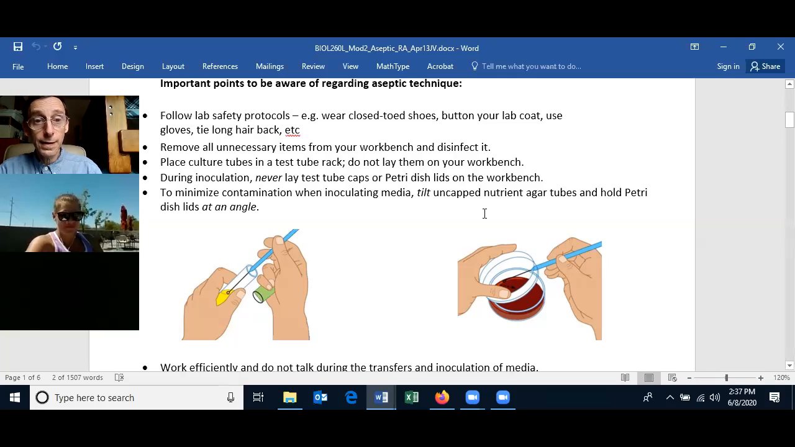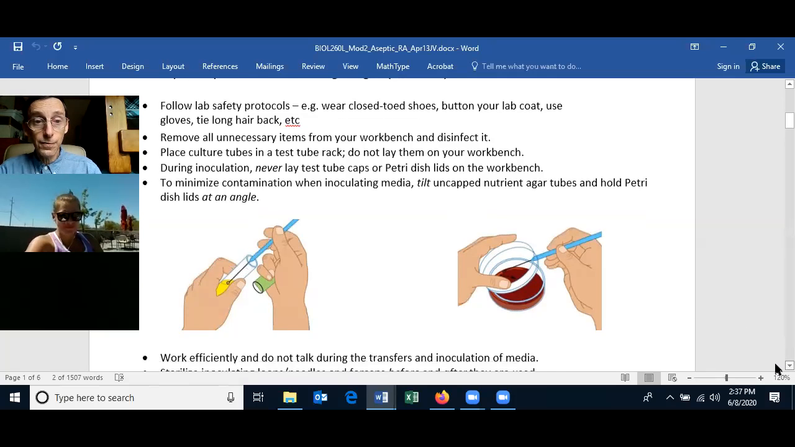When you're inoculating things, never lay the test tube caps or petri dishes on the workbench. Hold them. Your inoculating loop should never be left down unless you're going to re-sterilize it. The petri dishes, you should hold them while you're using them, and then when you're done with it, put it back on top of the dish.